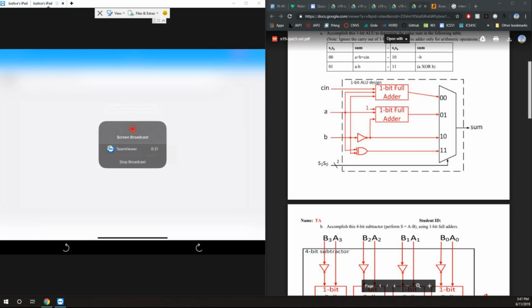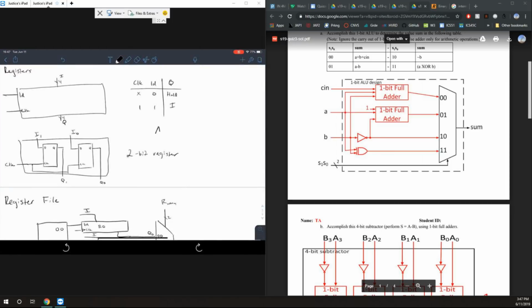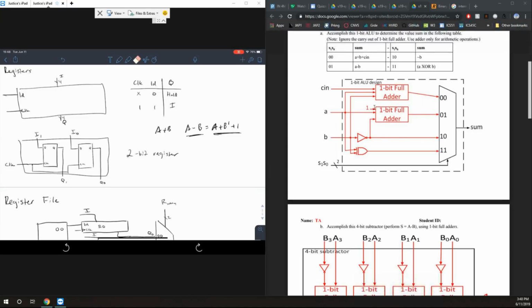So for an adder problem, if we say A plus B, we can say that's an adder, right? And A minus B is equal to A plus B complement plus 1. It's not saying that it's going to be 2's complement. It's just saying that these two problems are equivalent. That's why for this part right here it has the 1, because when we subtract, you know you have to add 1. And that's it.